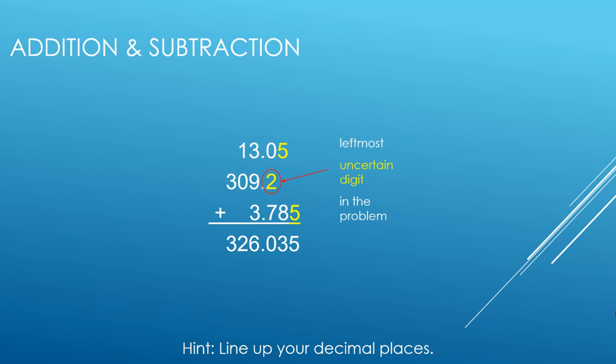So if we're going to add these numbers together, we have 13.05, 309.2, 3.785. When we add those together in the calculator, we're going to get 326.035. The second number, this 309.2, the uncertain digit is in the tenths place. So that is the least precise measurement that we have. So when we round our answer, we're going to round to the tenths place.